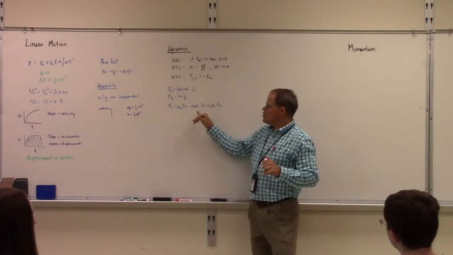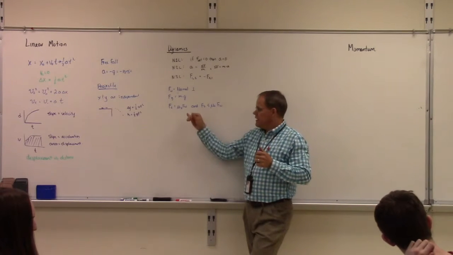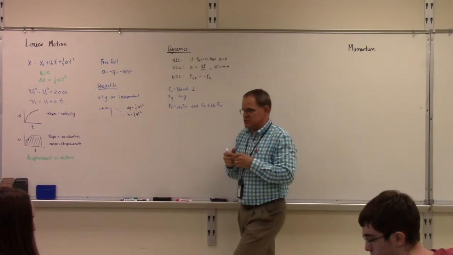So just remember there's two kinds of friction. On your reference sheet, they group those as a single equation. They omit the subscript and they say less than or equal to. They leave it to you to figure out which one's which.